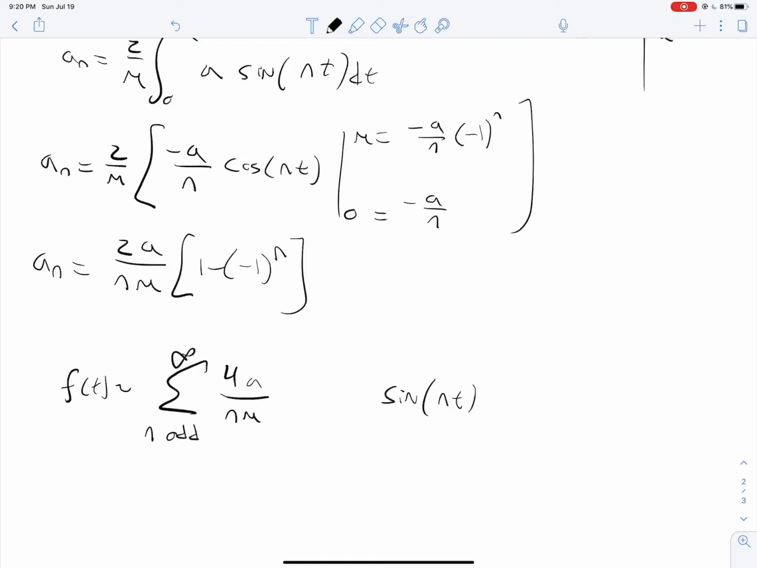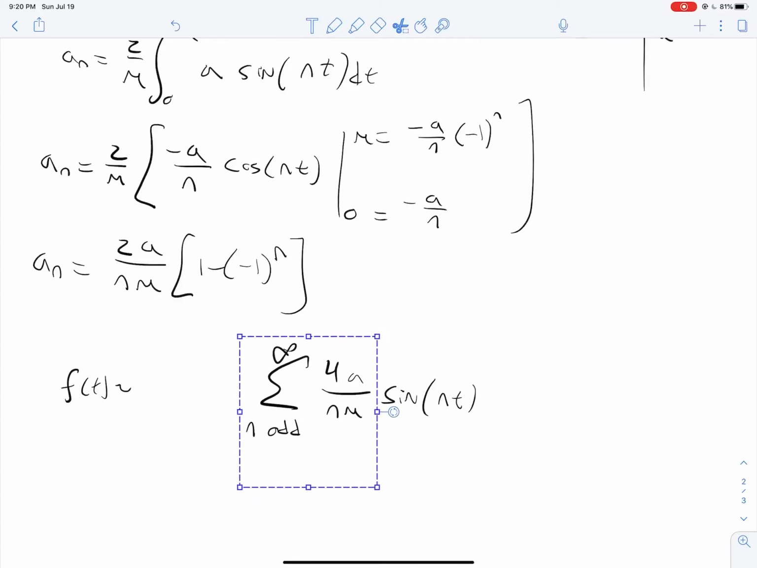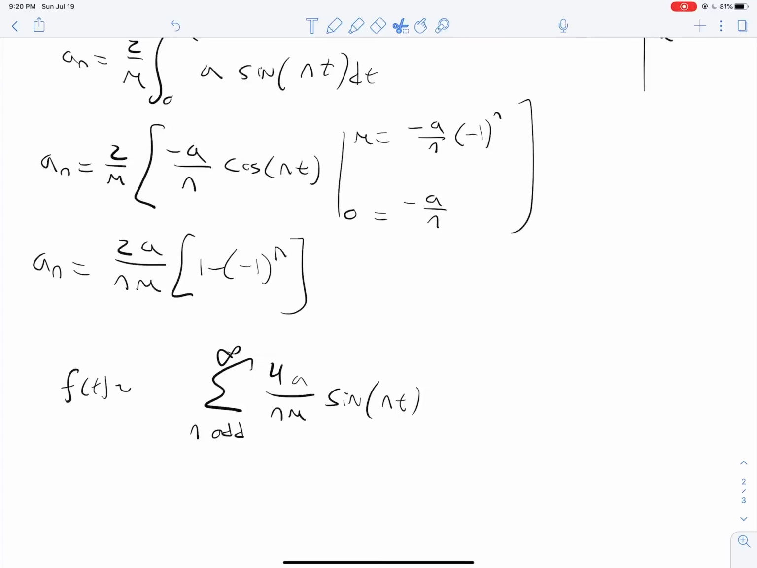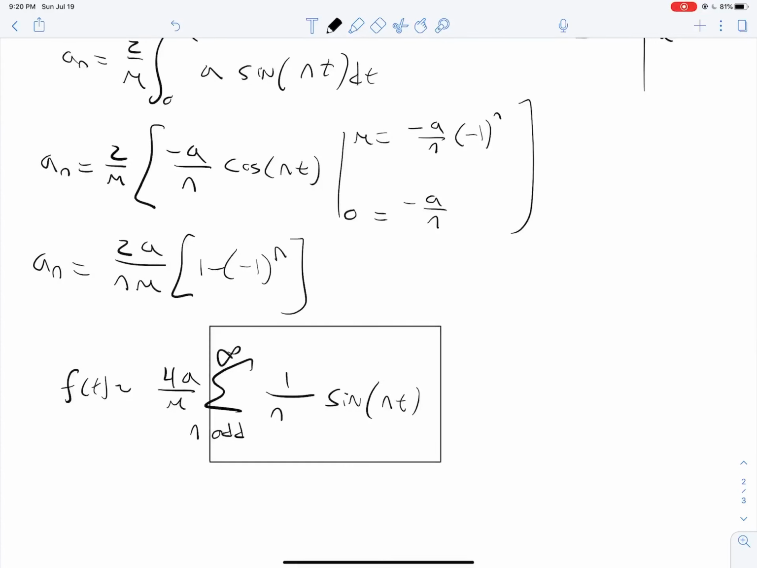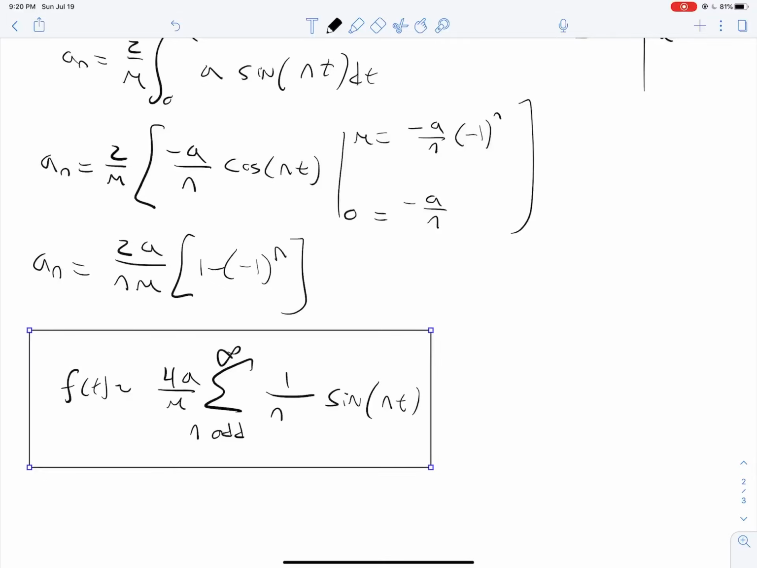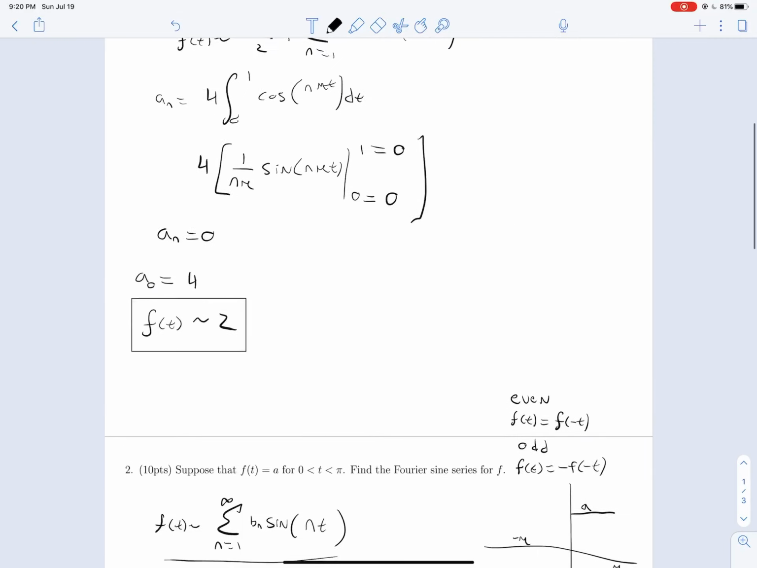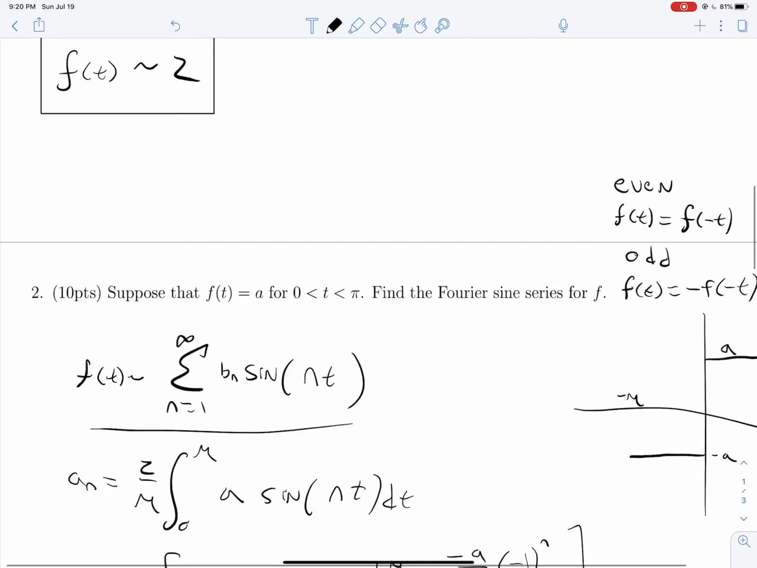And one final thing, and they like to do this a lot of the time, we could also factor out any coefficients, anything that's not changing. So 4a over pi could come out here, and we just have 1 over n sine of nt in there, and this is the sine series representation of that function that they gave us right here. Okay, and we are done.